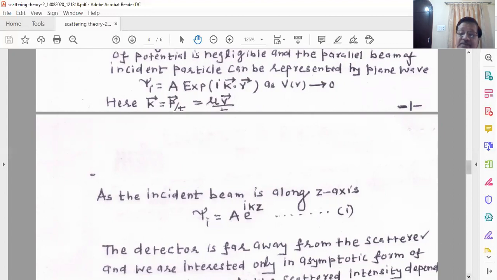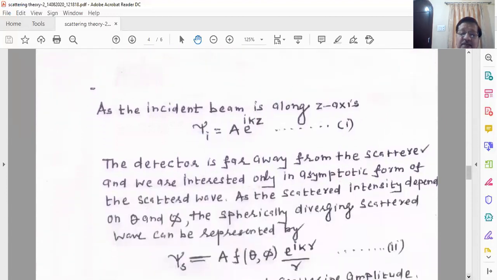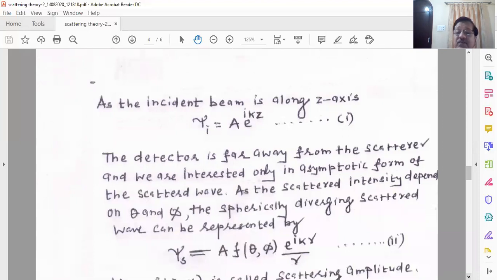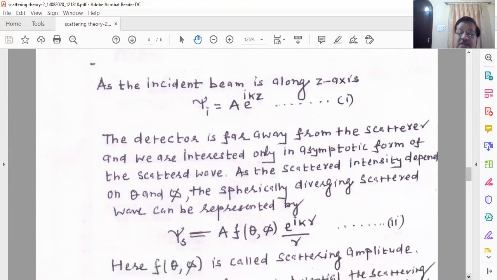Here you please write down: the detector is far away from the scatterer, and we are interested only in the asymptotic form of the scattered wave, as the scattered intensity depends upon angle theta and angle phi. The spherically diverging scattered wave can be represented by the form. So the scattered wave is basically an intensity depending upon angle theta and phi.